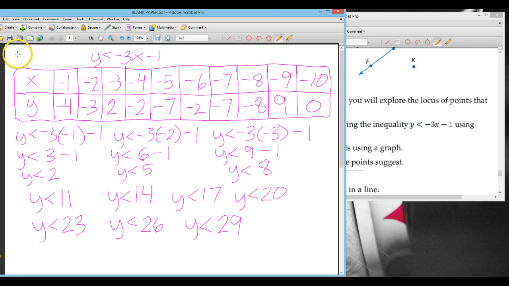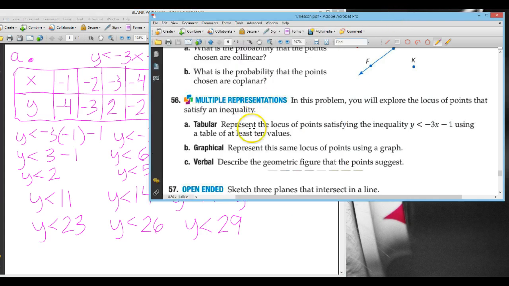And so here is part A. We've represented the locus of points using a table. So my input and my output for that part. For the next part, it says, part B, graphical, represent the same locus of points using a graph.